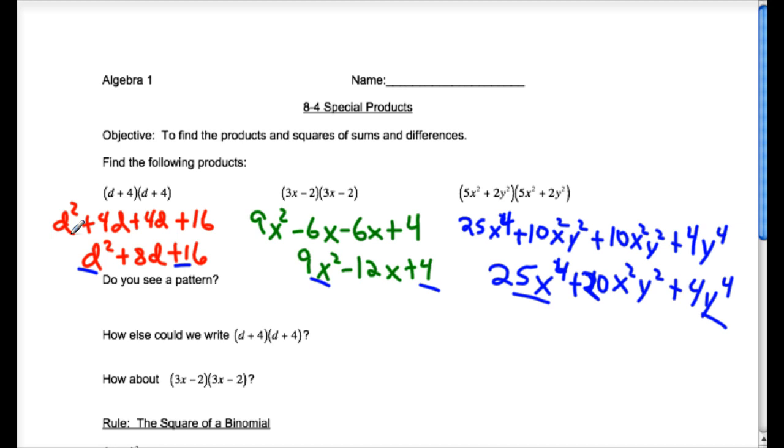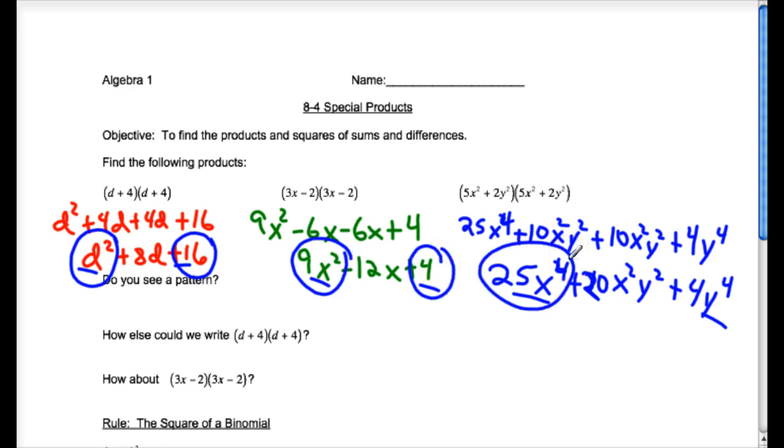They're all perfect squares. But you were talking about square root kind of stuff, right? 16 is a perfect square. 9x squared is a perfect square. 4 is a perfect square. 25x to the 4th is a perfect square. And 4y to the 4th is a perfect square. They're all perfect squares, which I would imagine if I asked you, you could all tell me the square root of all those things.